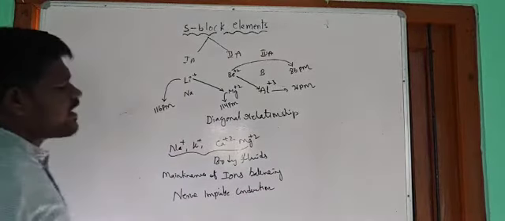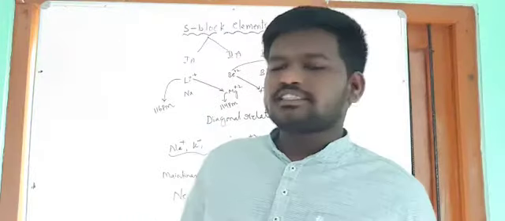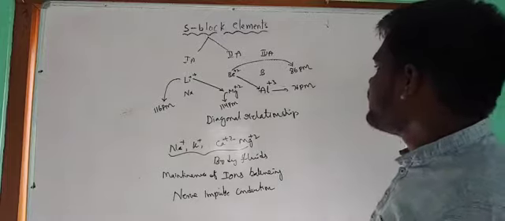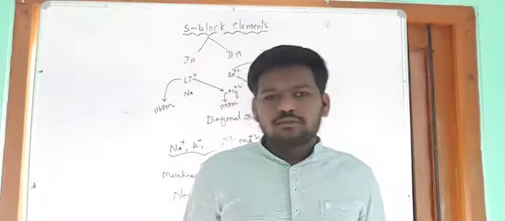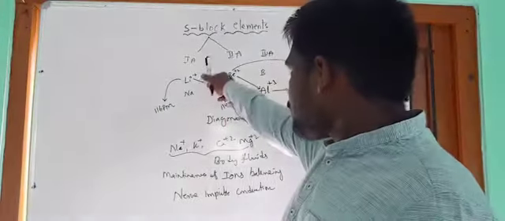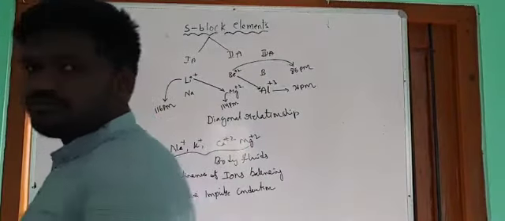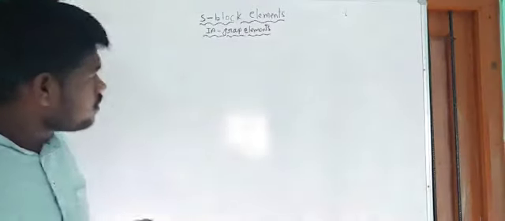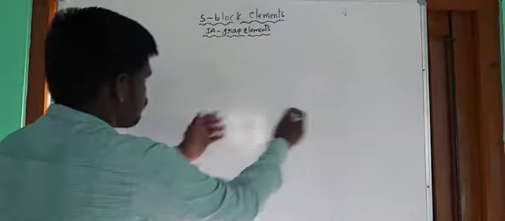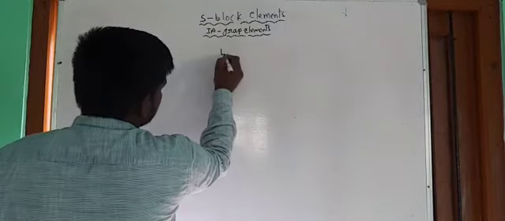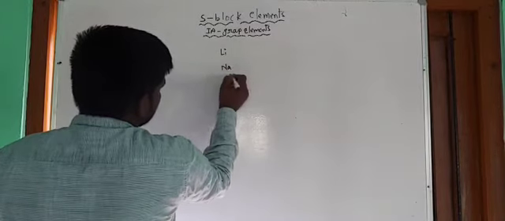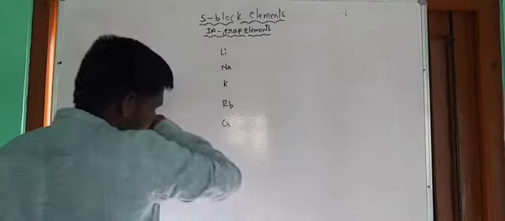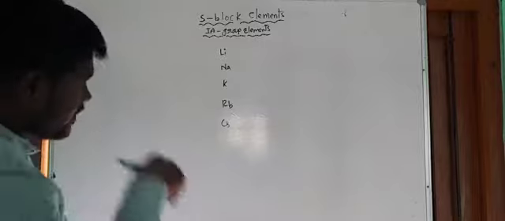So right guys, this is about some introduction regarding the S block elements. They are the first A and the second A group elements. Now let me start a discussion of the first A group elements. The first A group elements are lithium, sodium, potassium, rubidium, cesium, and francium, which is also a radioactive element, you know that.